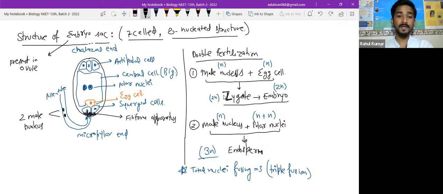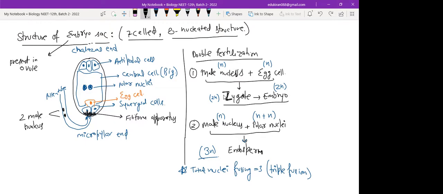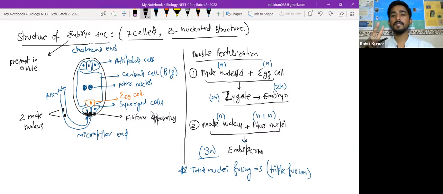So you have to make this diagram and label all these parts. It will be 7 cells: 2 synergids, 1 egg cell, 3 antipodals, and 1 big central cell with 2 polar nuclei. You do not have to draw the pollen tube, just mark the micropylar end, but draw the filiform apparatus and everything else.